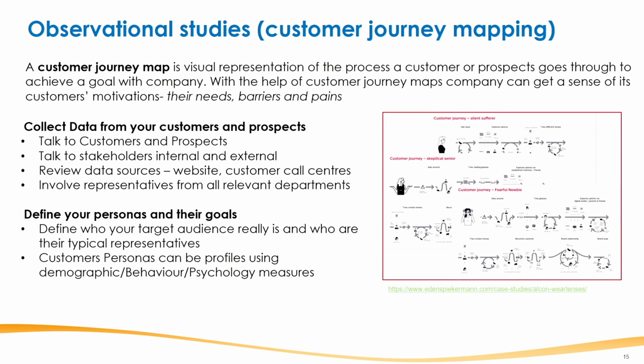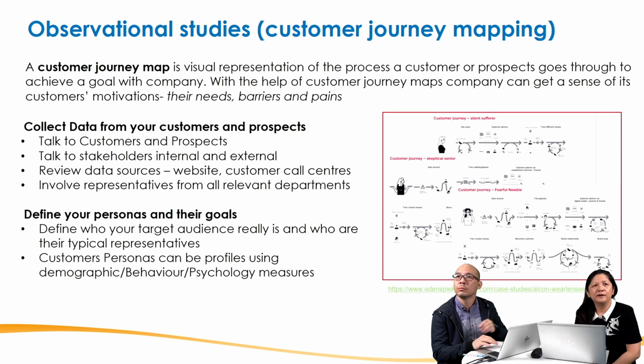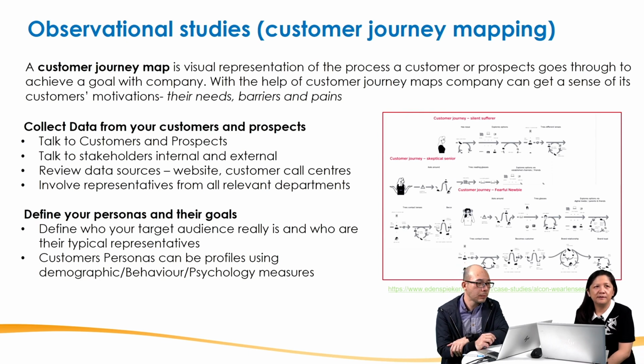Okay, so having seen the ethnography for IKEA shoppers actually helps us to understand more about the environment in terms of retail. So the next type of observational study is called customer journey mapping. A customer journey map is a visual representation of the process a customer or prospect goes through to achieve a goal with the company.